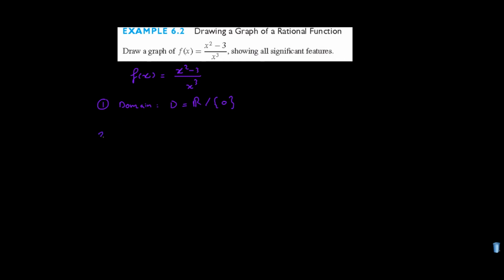The next feature here: we can find the vertical asymptote. We find the vertical asymptote at the values that make the denominator 0. That's x equals 0. That's the value that makes this a vertical asymptote. Okay, good.